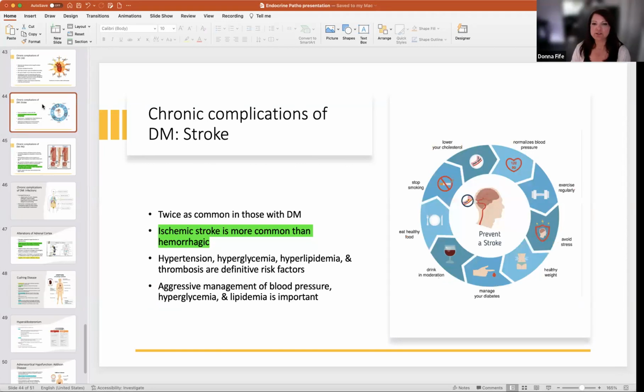Another complication is a stroke. This is twice as common in those with diabetes, and ischemic stroke is more common than hemorrhagic. Other factors involved are hypertension, hyperglycemia, hyperlipidemia, and thrombosis. Aggressive management of blood pressure, hyperglycemia, and lipidemia is important in treating patients with a stroke.